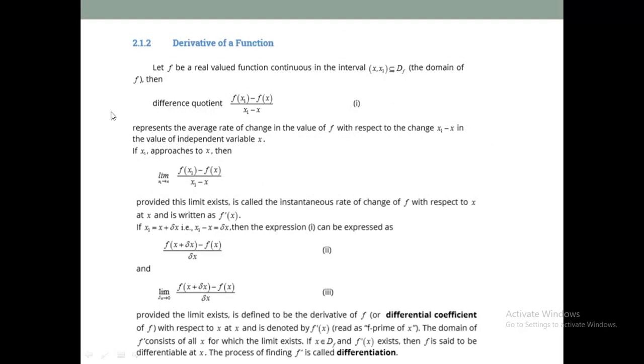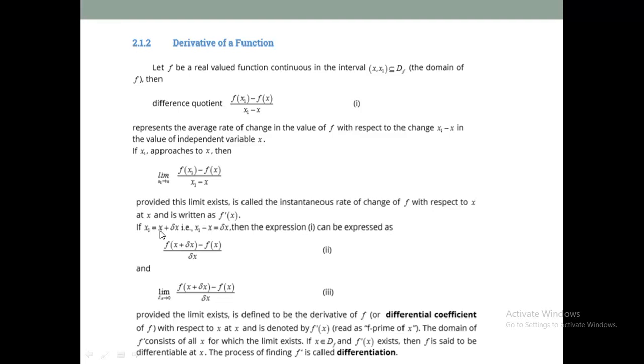Now, the derivative of a function. Let f be a real valued function continuous in the interval, and x1 belongs to D, the domain of f. The difference quotient represents the average rate of change in the value of f with respect to the change x1 minus x. As the value of the independent variable x1 approaches x, that is, x1 tends to x, provided this limit exists, it is called the instantaneous rate of change of f with respect to x.